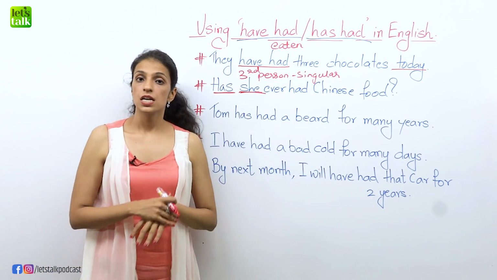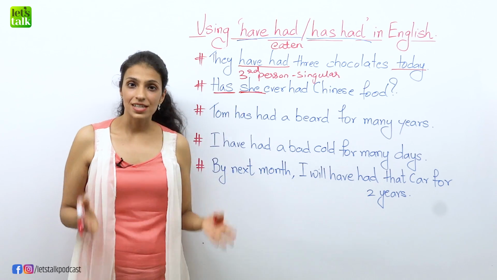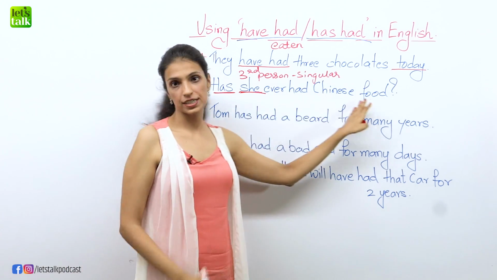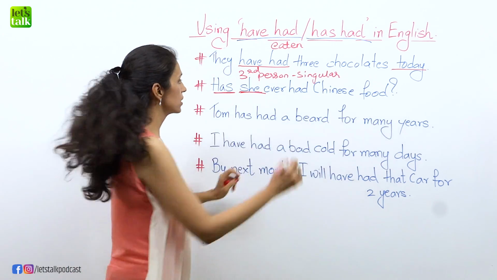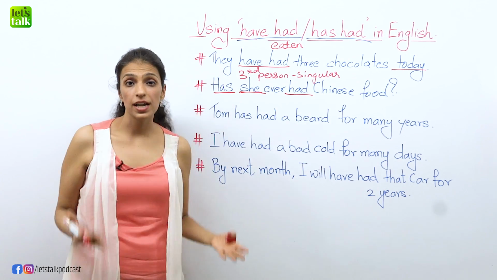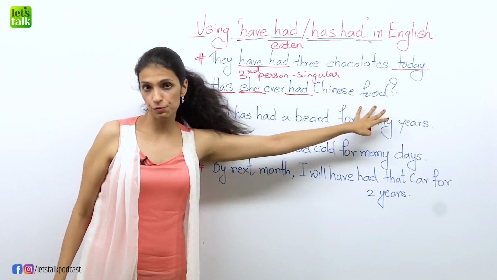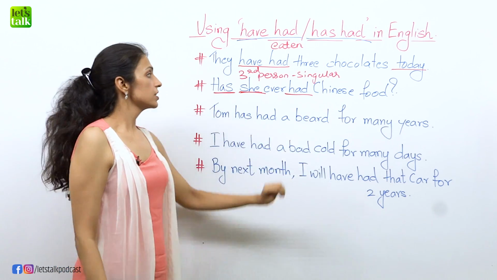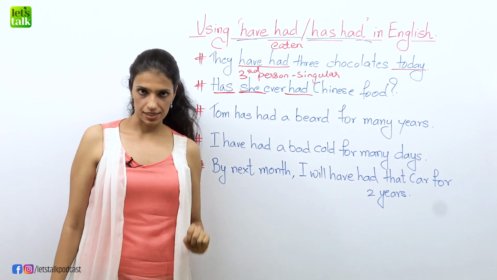Because I want to say so far, till date, has she ever had Chinese food? And that is how we use had again here to mean has she ever eaten, has she ever tried, has she ever tasted Chinese food, okay? So this is how we use it in the present perfect tense.